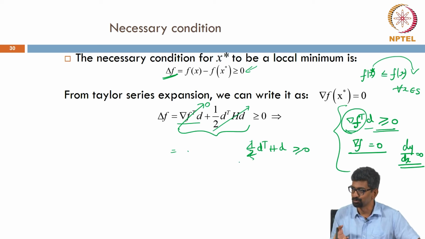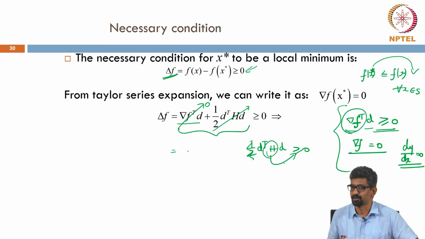D can be the same story, D can be positive or negative, you do not have control on that. Then what does it mean? H should be positive, definite or semi definite, it will take appropriate values, that is all. So, that is where positive definiteness came into the picture.